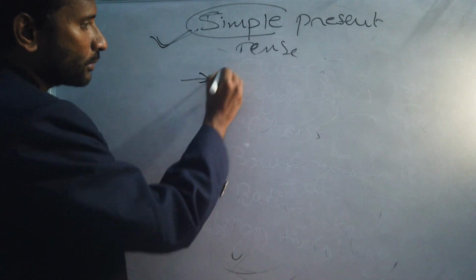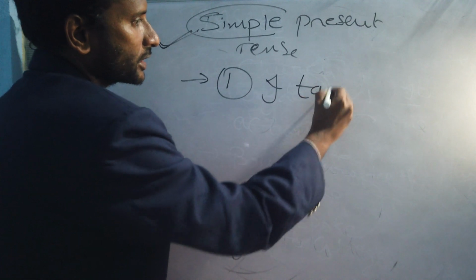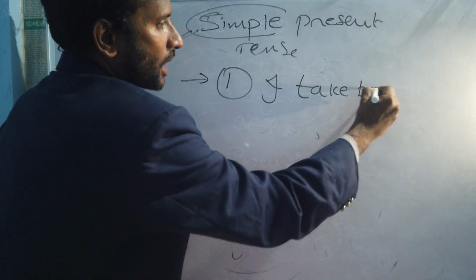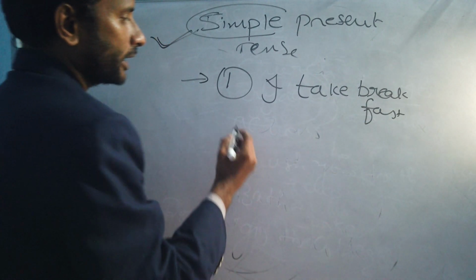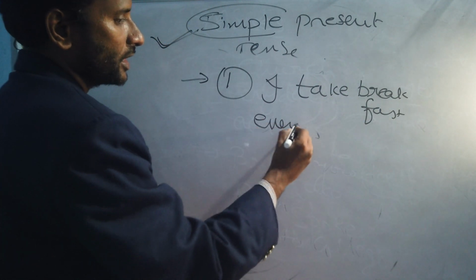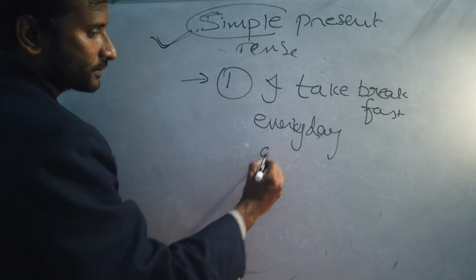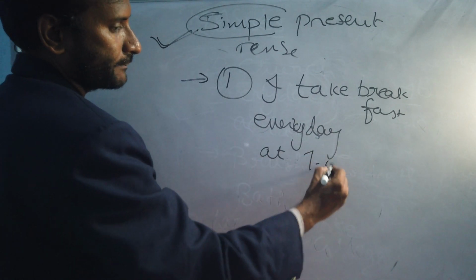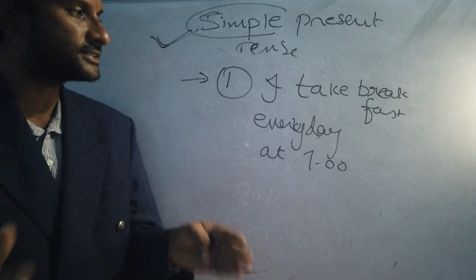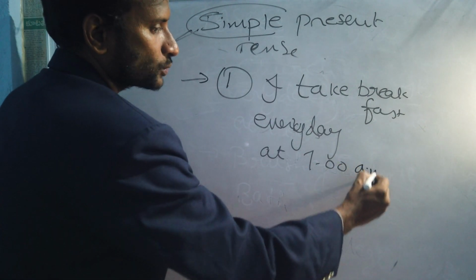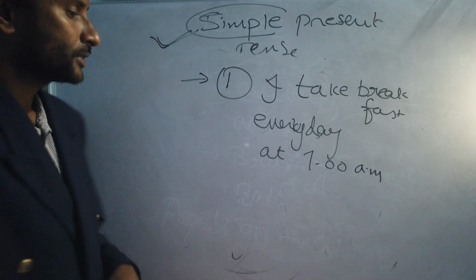Now see example number 1. I take breakfast. I take breakfast when? Okay, I take breakfast every day. Every day. When? At 7 a.m. This is one example. I take breakfast every day at 7 a.m. That's one example because this is an everyday action.